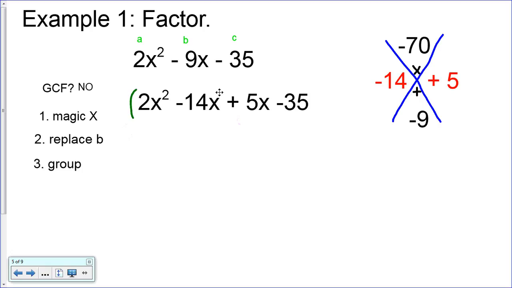So here, the first 2 terms are always grouped together, the last 2 terms are always grouped together, okay? So now I have 2 binomials that are being added together. I'm going to factor out the GCF from each of them.